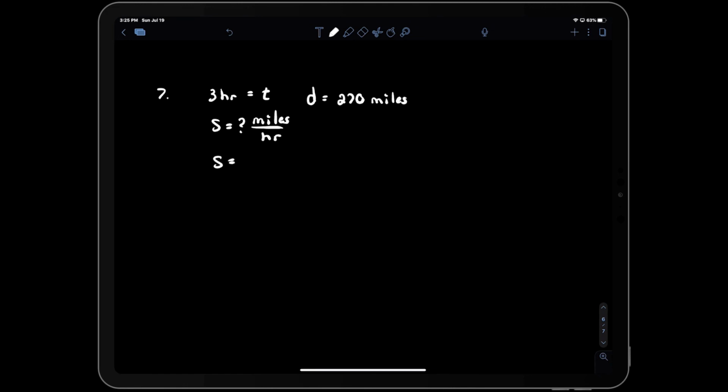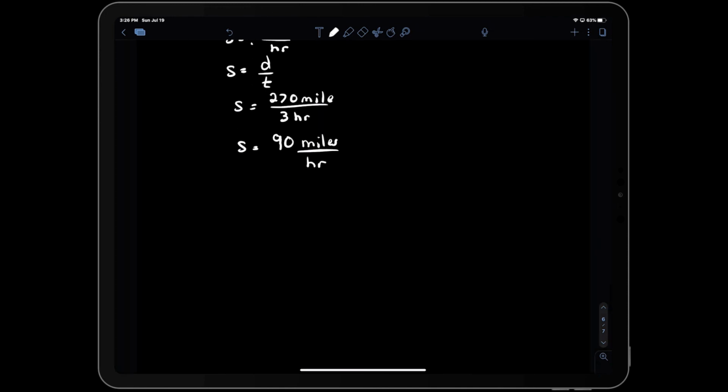So speed equals, we know that speed is distance divided by time. So speed is going to be 270 miles in 3 hours. So our speed here is going to be 90 miles per hour. All right, so somebody's breaking the speed limit here. But that's how we would figure it out. Now, that value would change if you use different distances, of course.